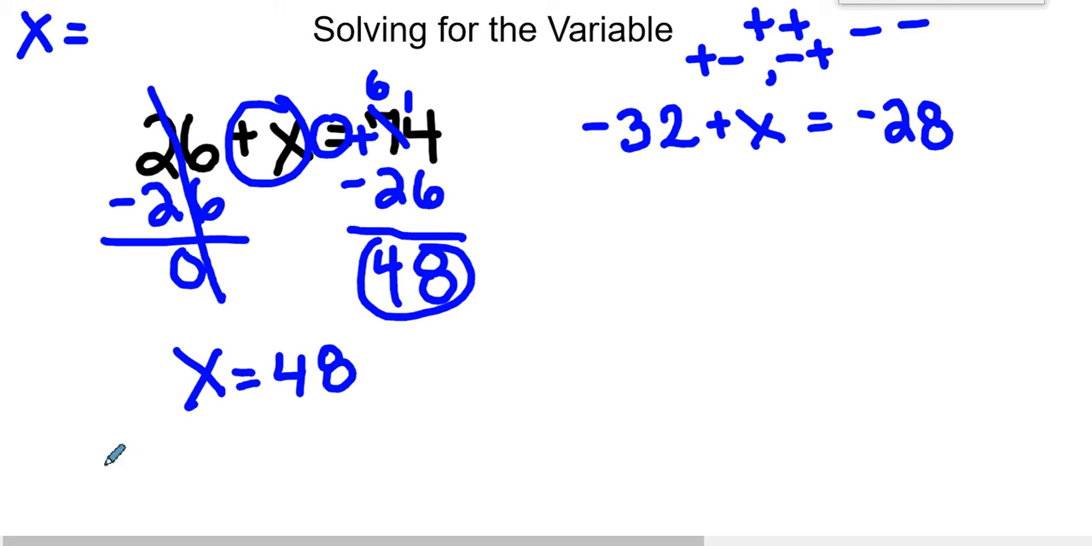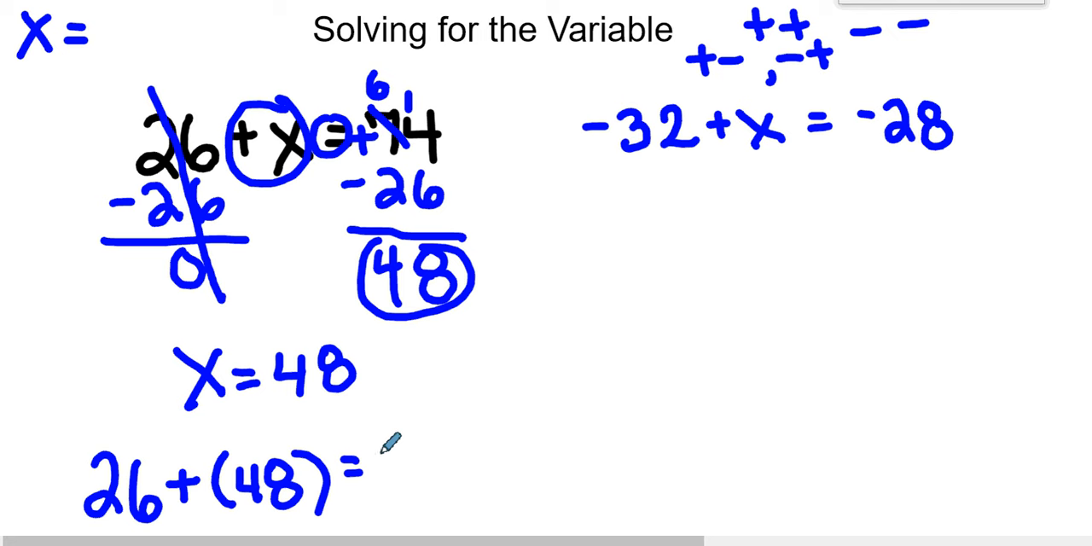Now if we were to plug it back in, 26 plus, now the variable is a number. We know what it is, it's no longer a variable, equals 74. 26 plus 48 is 74. Is that correct? All right, now let's do one that's a little bit harder.